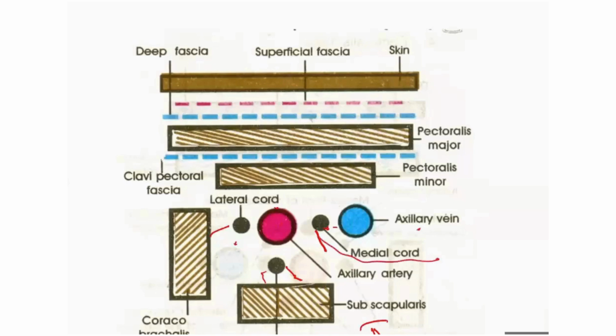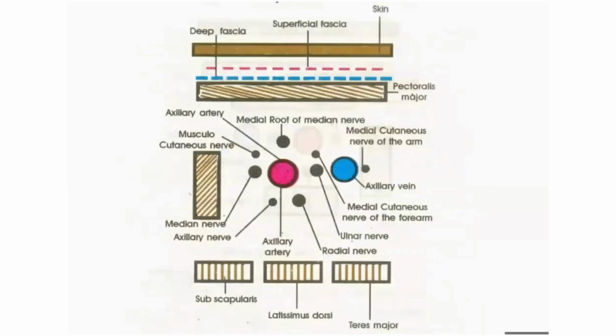Third part of axillary artery. First part, second part, third part. Axillary artery is divided into how many parts? 3 parts. Subclavian artery continues as axillary artery. Axillary artery continues as brachial artery. Brachial artery bifurcates at the level of neck of radius in the cubital fossa as radial artery laterally and ulnar artery medially. Ulnar artery continues as superficial palmar arch. Radial artery continues as deep palmar arch. This is the architecture of the arteries present in the upper limb.